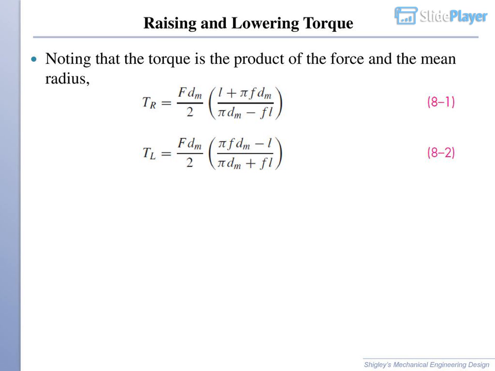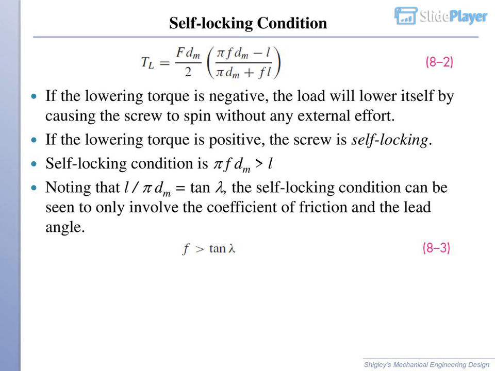Self-locking condition. If the lowering torque is negative, the load will lower itself by causing the screw to spin without any external effort. If the lowering torque is positive, the screw is self-locking. The self-locking condition is π f d_m greater than L. Noting that L/(π d_m) equals tan λ, the self-locking condition can be seen to involve only the coefficient of friction and the lead angle.